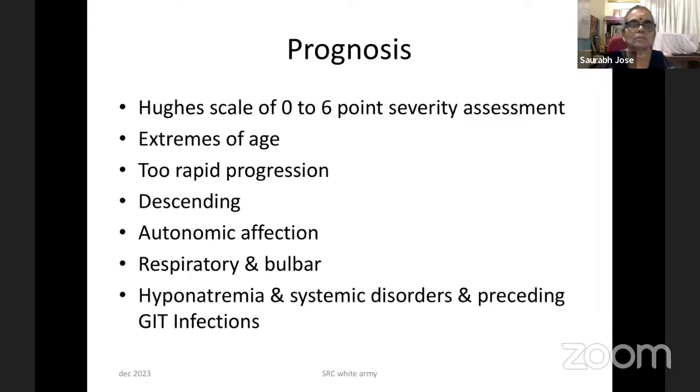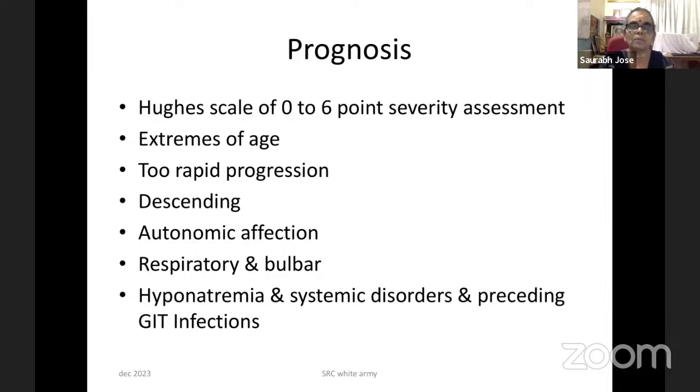And prognosis. Extremes of age have poor prognosis. Too rapid progression, poor prognosis. The descending type starts in the craniobulbar region and descends; they are more vulnerable to develop respiratory distress. Then autonomic involvement, respiratory and bulbar involvement, associated hyponatremia. You can have any preceding infection, respiratory or GIT, but those who have GIT infection are more prone to a bad outcome. So these are the bad prognostic features.